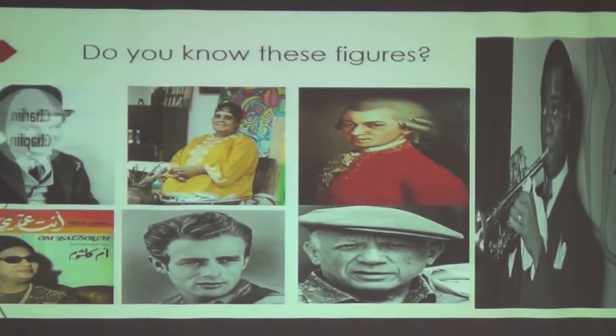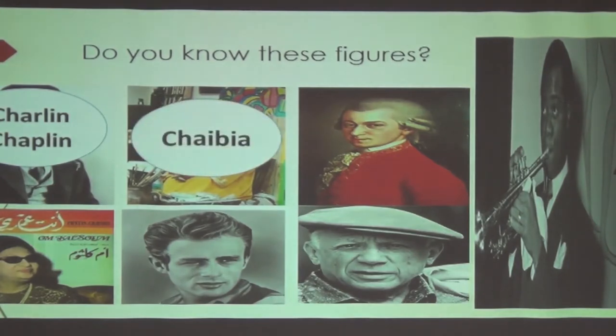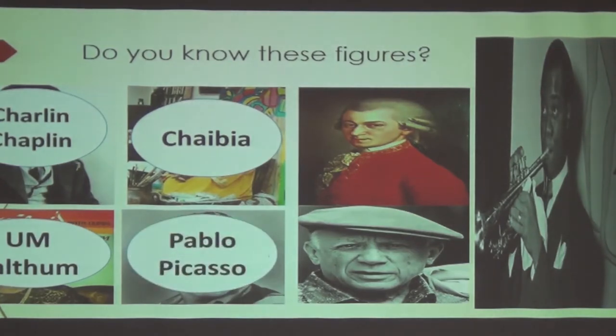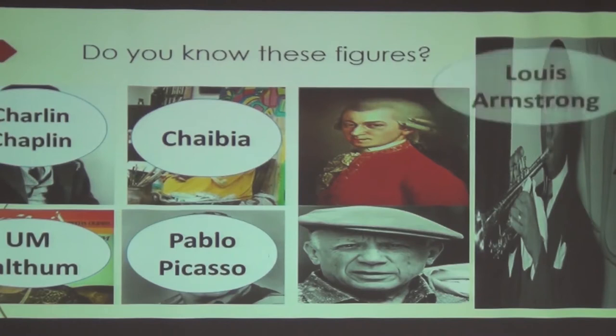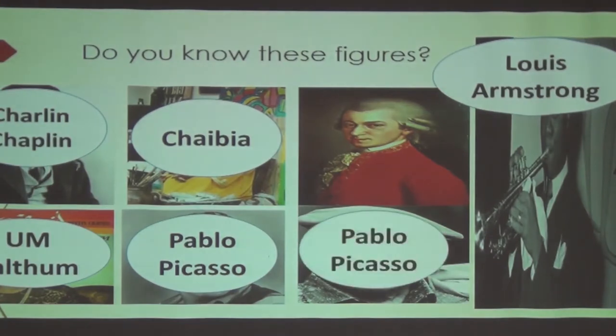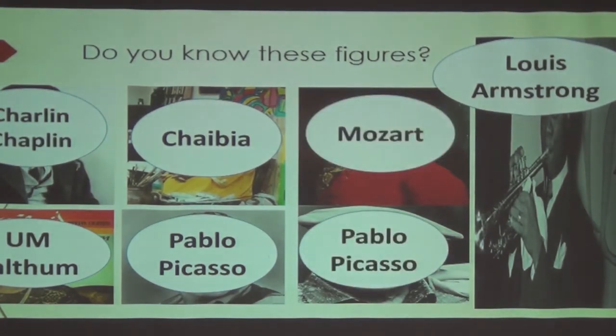The first one, this is Charlie Chaplin. Number two, this is Shabia. Three, Kulthum. Number four, Pablo Picasso. No, this is not Pablo Picasso. This is James Dean. Pablo Picasso is the one on the right. This one is Louis Armstrong. This is Pablo Picasso. And the last one is Mozart.